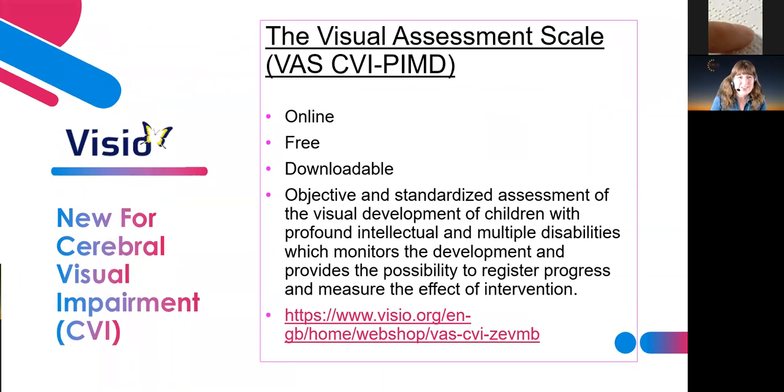Okay, there are some new tools out there in the last few years. There is one for students with CVI from Visio. It is the Visual Assessment Scale. It is online, my favorite, free, downloadable. It is an objective and standardized assessment of visual development of children with profound intellectual and multiple disabilities, which monitors the development and provides the possibility to register progress and measure the effect of intervention. So it's good for assessment and to measure it, to see how your interventions are doing along the way.